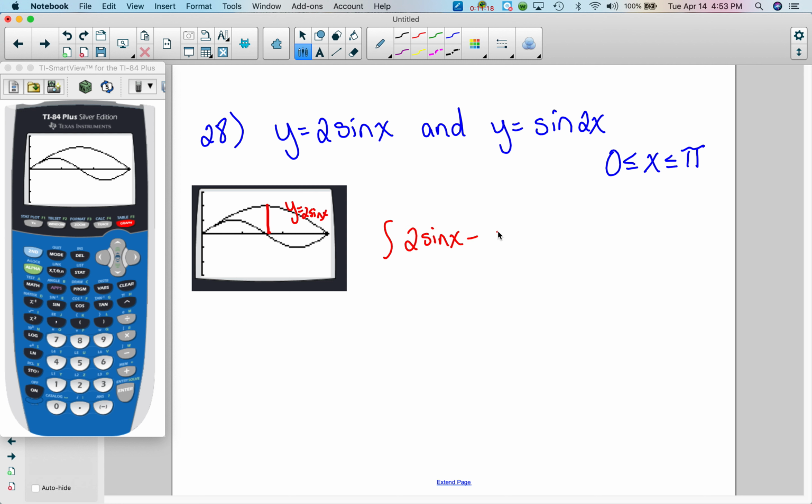And that's all you have to do. And then you can use fnInt on your calculator to do that. So really, that one's not bad at all.